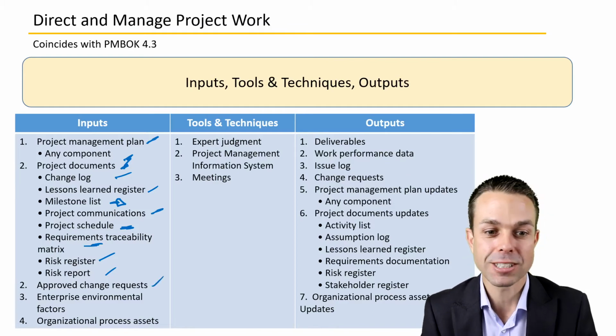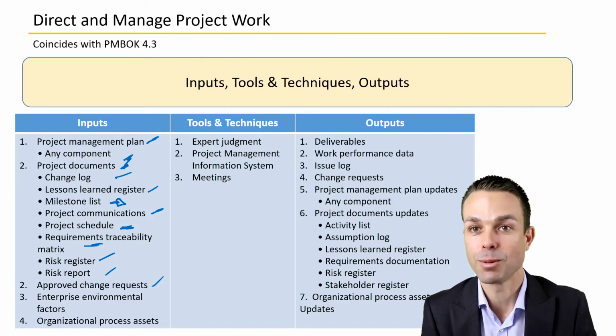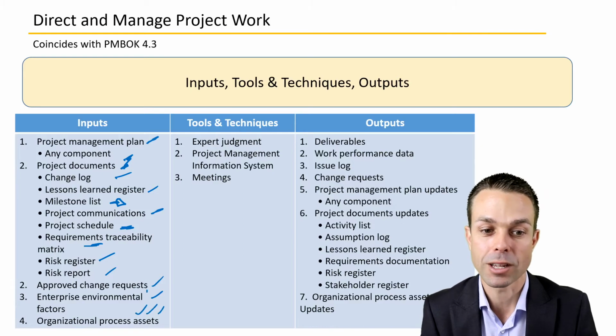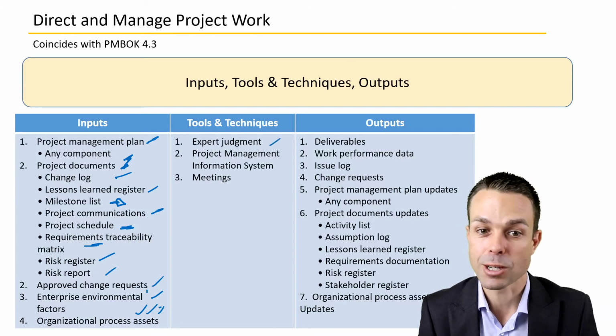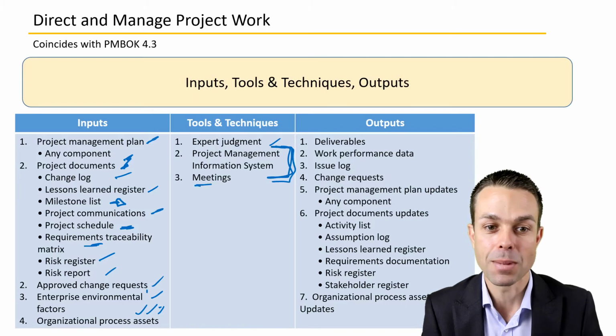We want approved change requests to go into this process, and of course enterprise environmental factors and organizational process assets or templates, so regulations or templates that might be involved. Tools and techniques that you'll need to use are expert judgment, the project management information system, which we're seeing for the first time, and meetings.